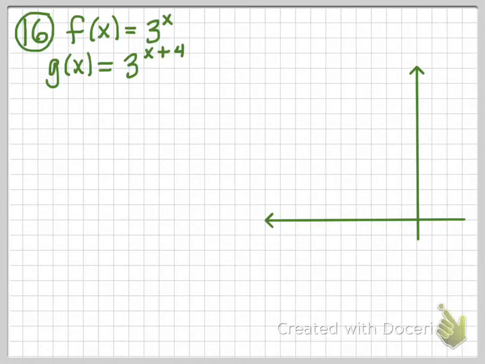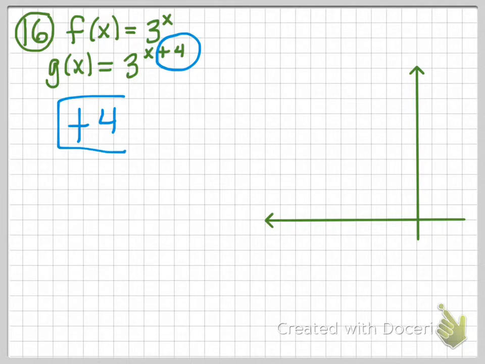On number 16, we are to describe how to transform the graph of f into the graph of g, and then sketch the graph by hand and check with our calculator. So the first thing you want to notice is the distinction between f and g, and the only one here is the plus 4, and it's inside. So a plus 4 inside is going to be backwards and move the graph horizontally, so this is going to move our graph 4 to the left.